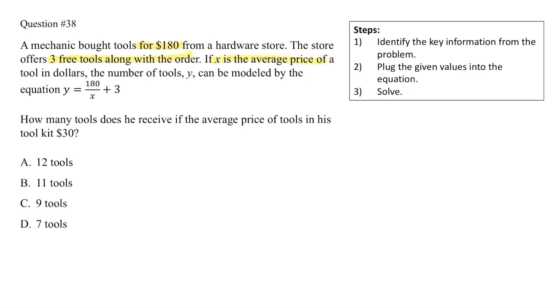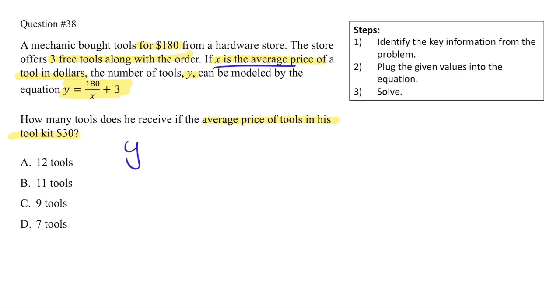If x is the average price of a tool in dollars, the number of tools y can be modeled by the equation y equals 180 over x plus 3. How many tools does he receive if the average price in his toolkit is $30? So average price is the value of x, right?